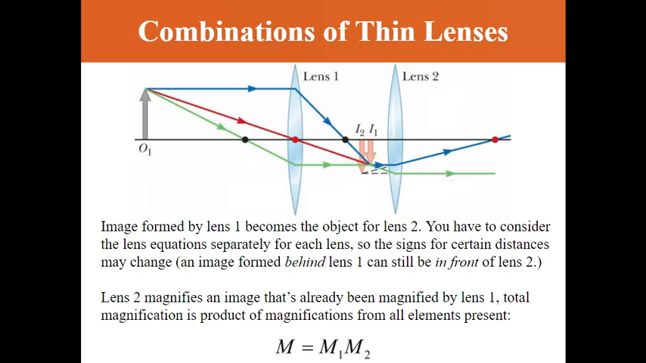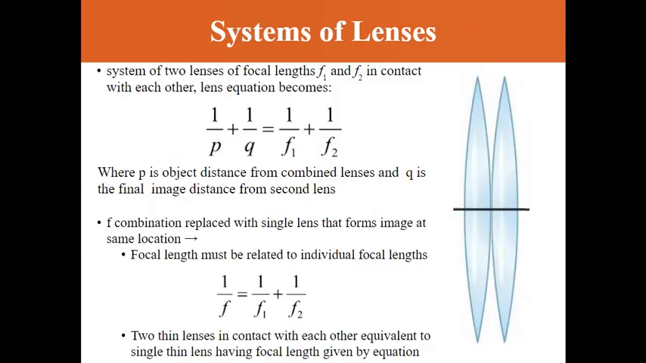Also, every time that you send light through a lens or a mirror, the resulting image gets magnified. So the image that gets created passing lens 1, which then lens 2 refracts, is magnified, which means that the total magnification is the product of the magnifications of all lenses and mirrors present in your combination. In this case, there's only two lenses, so total magnification is a product of the two.